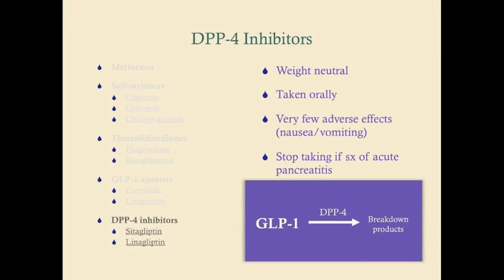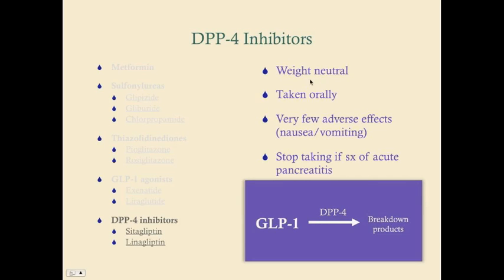The DPP-4 inhibitors. I want to start by talking about their mechanism. Remember, the GLP-1 agonists work by increasing the secretion of insulin in the beta cells. DPP-4 itself, not a DPP-4 inhibitor, is an enzyme. That enzyme breaks down GLP-1, which has a very short half-life, like 2 hours, into inactive breakdown products. So if you inhibit DPP-4, you're going to prolong the half-life of GLP-1, and therefore you're going to have increased insulin secretion. That's a good thing if you want to reduce your blood sugar.